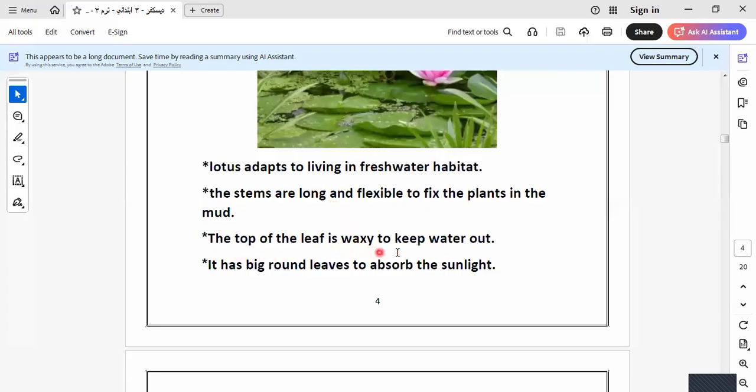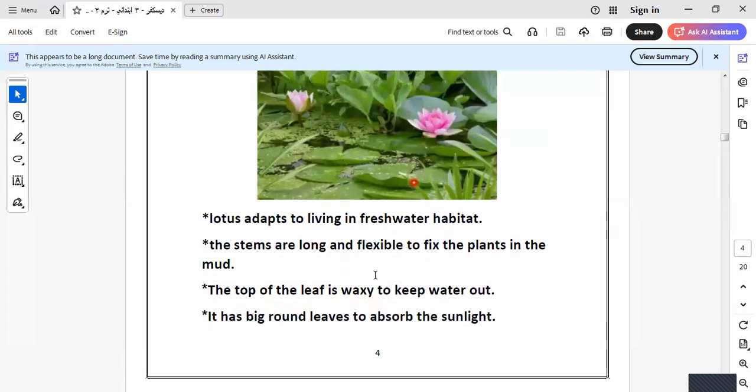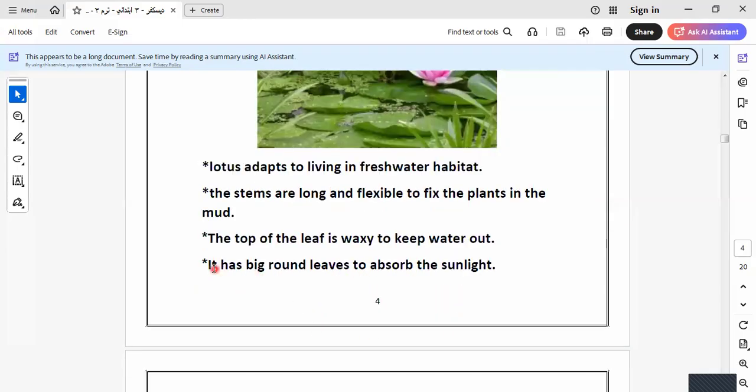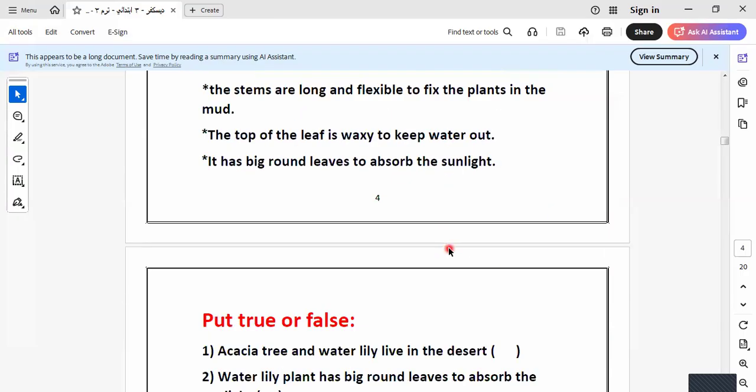The top of the leaf is waxy. Waxy means it has wax, something like when we see a new candle. It is like this. Okay, waxy to keep water out. It has big round leaves. Why this big round leaf? To absorb sunlight. This big round leaf is to absorb sunlight.